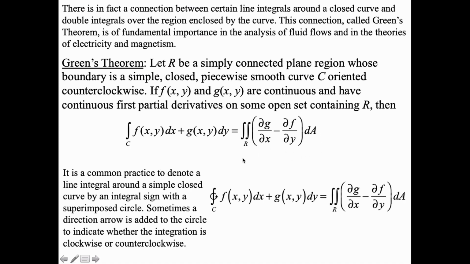So it's common practice to communicate the counterclockwise orientation, the fact that you're dealing with a line integral. It's a common practice to denote a line integral around a simple closed curve by an integral sign with a superimposed circle in the middle of the integral sign itself. And sometimes a direction arrow is added to that superimposed circle to indicate if the integration is clockwise or, of course, as you see here, counterclockwise. So you'll often see Green's theorem expressed this way as well.